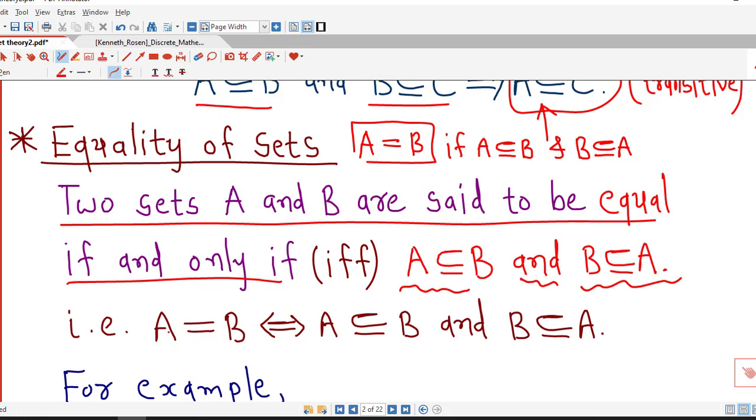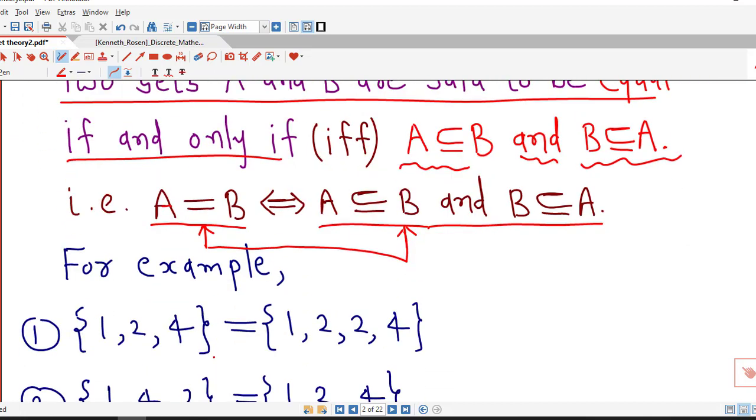Or in other notation we can write it this way also: A equal to B double implies A is a subset of B and B is a subset of A. That is, if A equal to B, then this is true, and if A is a subset of B and B is a subset of A, it implies A equal to B.